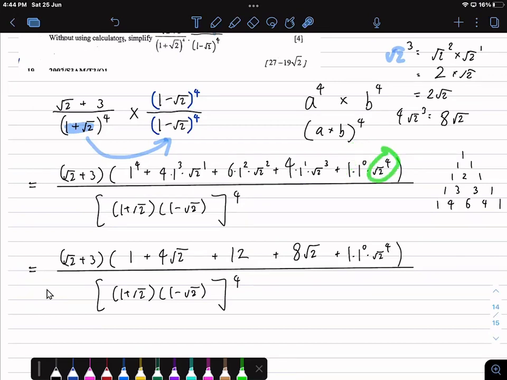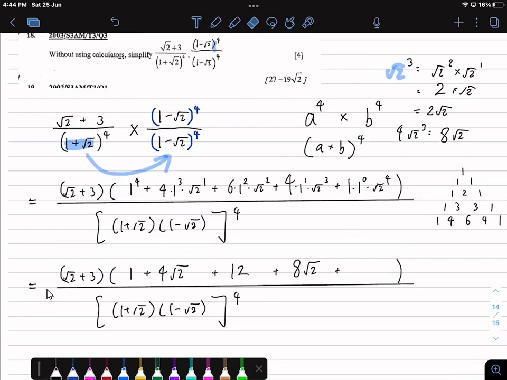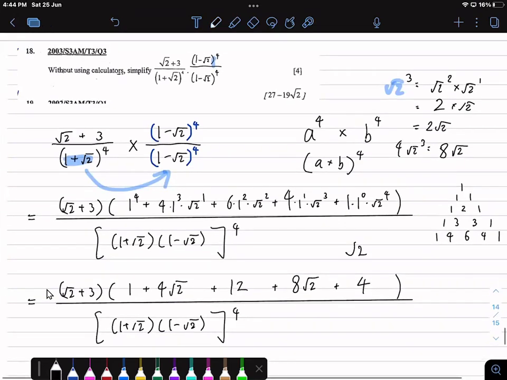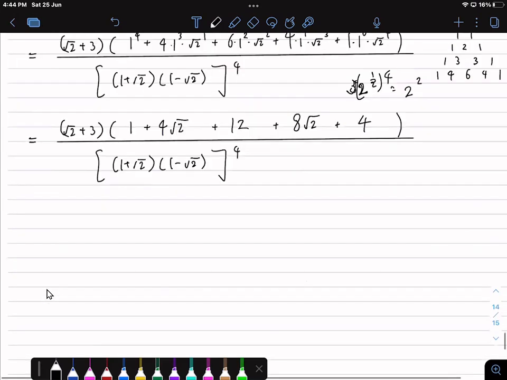Then root 2 power 4 is what? Root 2 square, then square again. Root 2 square is 2. 2 square is 4. Wait, yeah, it's just a 4. Or you can think of it as root 2 is 2 power half, then power 4. 4 times half is 2. So it's 2 power 2, which is 4, not 16. Okay. Simplify a bit more.